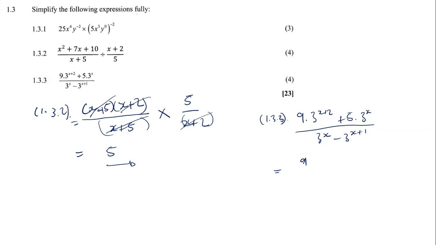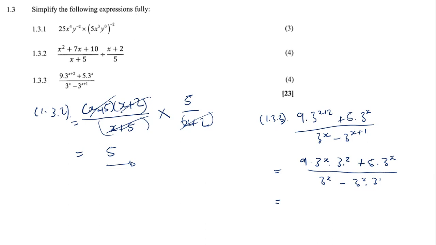So we have 9. Oh, no wonder my writing is not perfect. I'm writing on top of this and it's disturbing me. So we have 9 multiplied by 3 to the power of x multiplied by 3 to the power of 2, right? Plus 5 multiplied by 3 to the power of x, divided by 3 to the power of x, subtract 3 to the power of x multiplied by 3 to the power of positive 1.